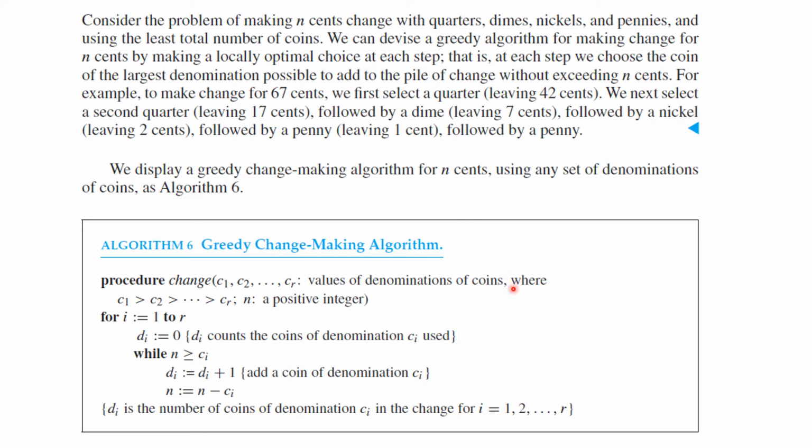So this is the way we would do the greedy algorithm using any denomination of coins. And notice here, we're doing this in very general terms. So the procedure is, and this is a change-making algorithm, so we change C1, C2, all the way to Cr. These are the values of the denominations of the coins. So you see we're letting that be general. So we're saying what coins are we allowing.